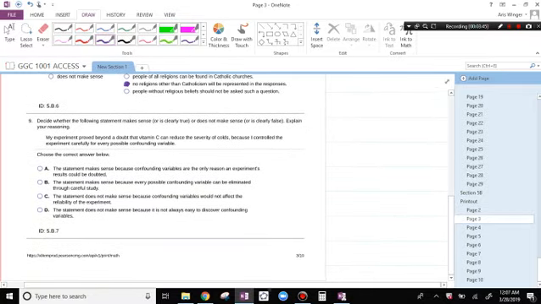Decide whether the following makes sense. My experiment proved beyond a doubt that vitamin C can reduce the severity of colds because I controlled the experiment carefully for every possible confounding variable. That's very difficult to do. So there are all sorts of other reasons why colds are severe. So it's not just vitamin C, there are other things, right? So the statement does not make sense because it is not always easy to discover the confounding variables.